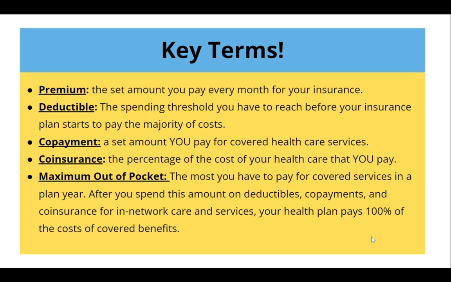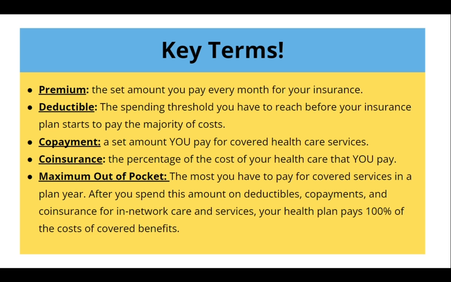To review, the premium is the set amount you pay every month for your insurance. The deductible is the spending threshold you have to reach before your insurance plan starts to pay the majority of cost. Co-payment is the set amount you pay for covered healthcare services. Coinsurance is the percentage of the cost of your healthcare that you pay.